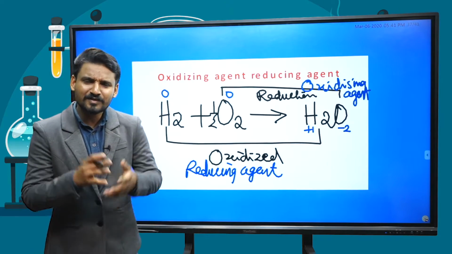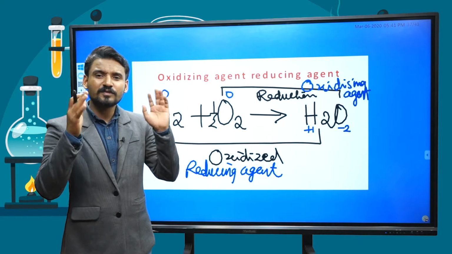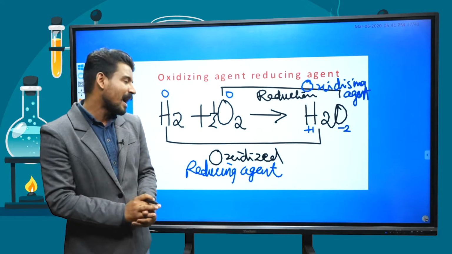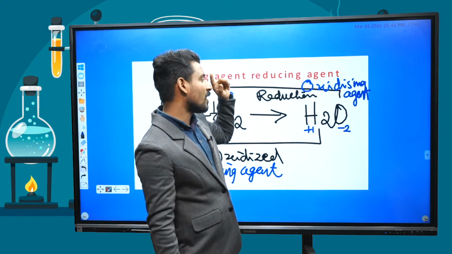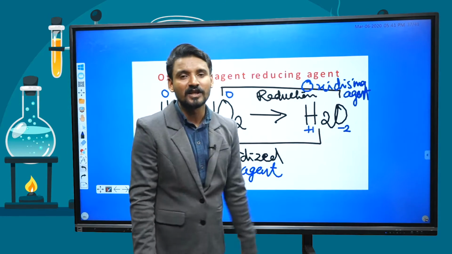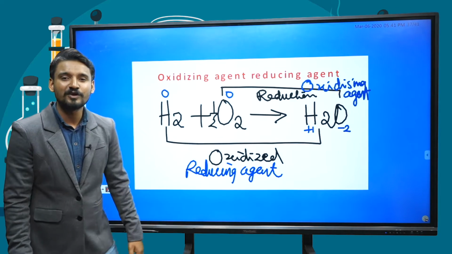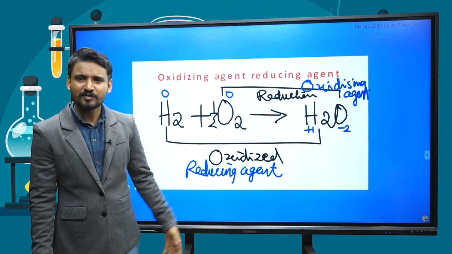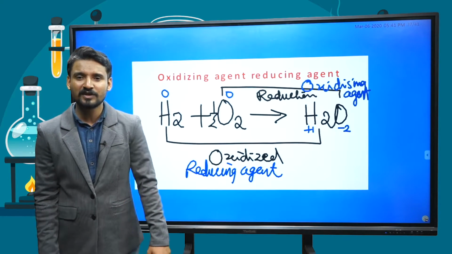How? That is very easy. We know the concepts of oxidation and reduction. The concept of oxidation matches the reducing agent, and the concept of reduction matches the oxidizing agent. So let us say some of the concepts of the reducing agent. Addition of oxygen is oxidation, so that is a reducing agent.